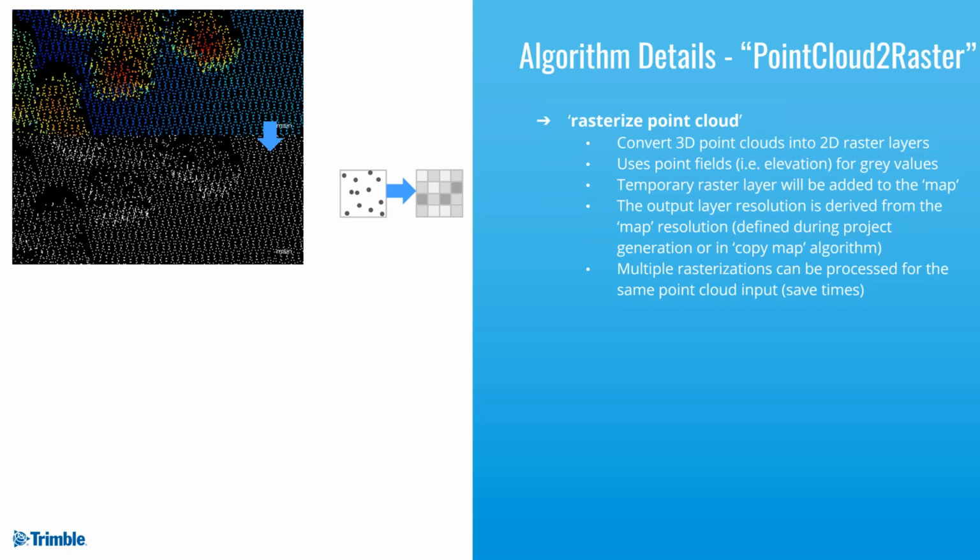Another nifty thing to mention, which we introduced one or two versions ago within the rasterized point cloud algorithm, is that you can use it to rasterize multiple elements of the point cloud at one time. You don't need to use an individual algorithm for each part if it's coming from the same point cloud source. So if I had one point cloud and I wanted to take the maximum and minimum Z values and rasterize those, I could do that in one single algorithm here. And I'll show you how to do that in just a moment within the software.